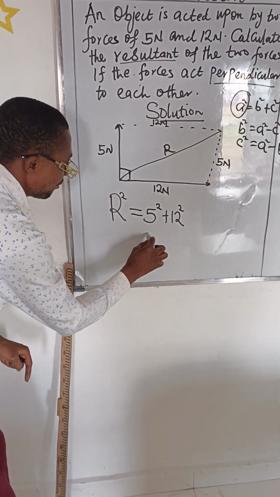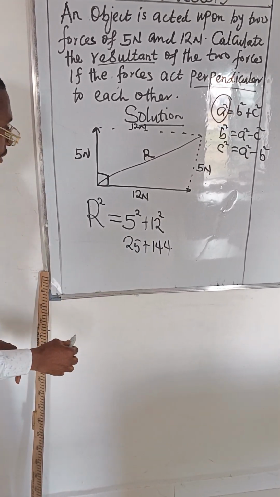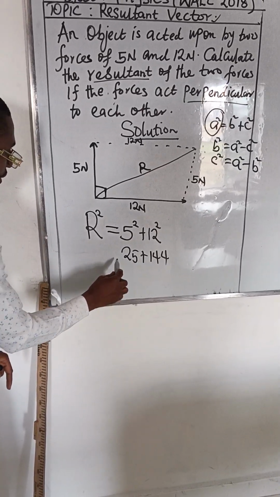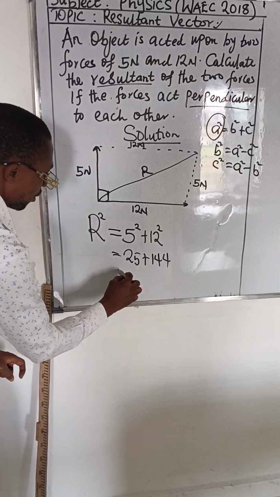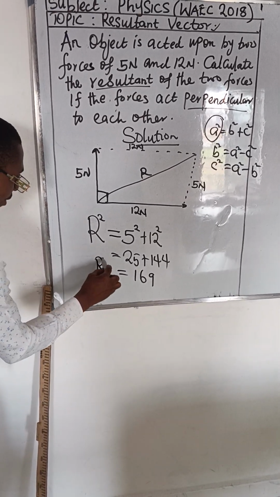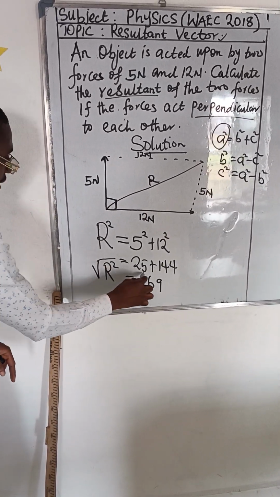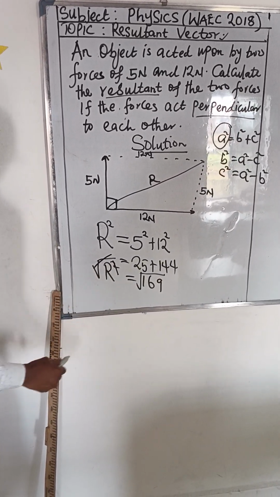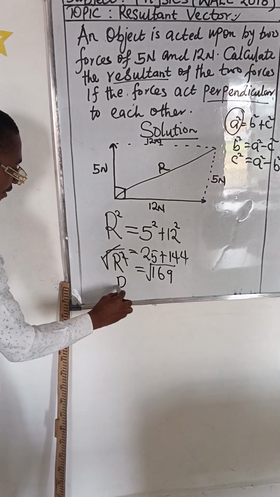So I will have 25 plus 144, because the square of 12 is 144. So this is 25 plus 144. This should give me 169. So R squared now is 169. But we're looking for R, so we remove the square by taking the square root. So you can see that the square root has cancelled the square. We have our R.